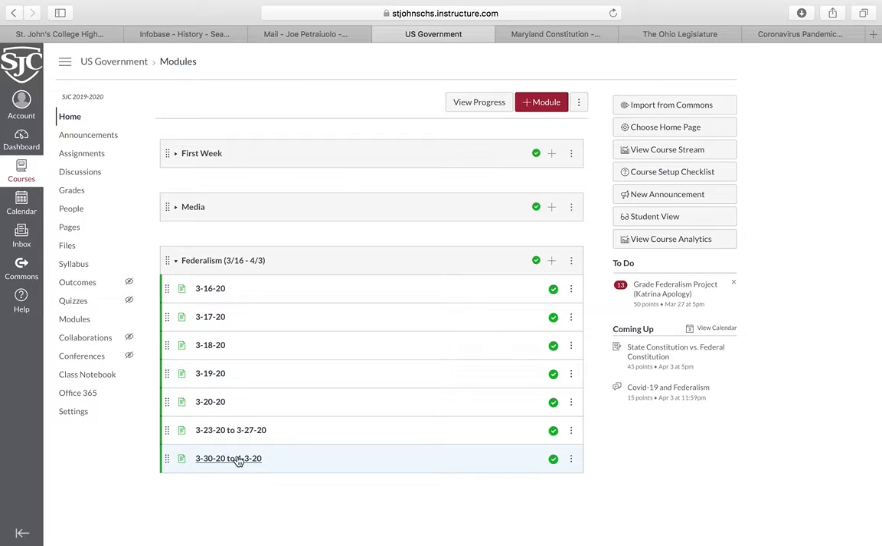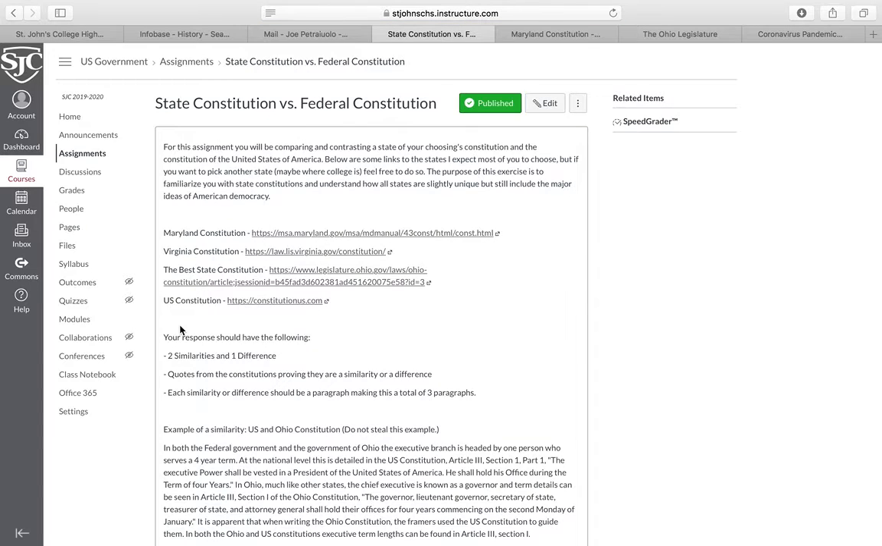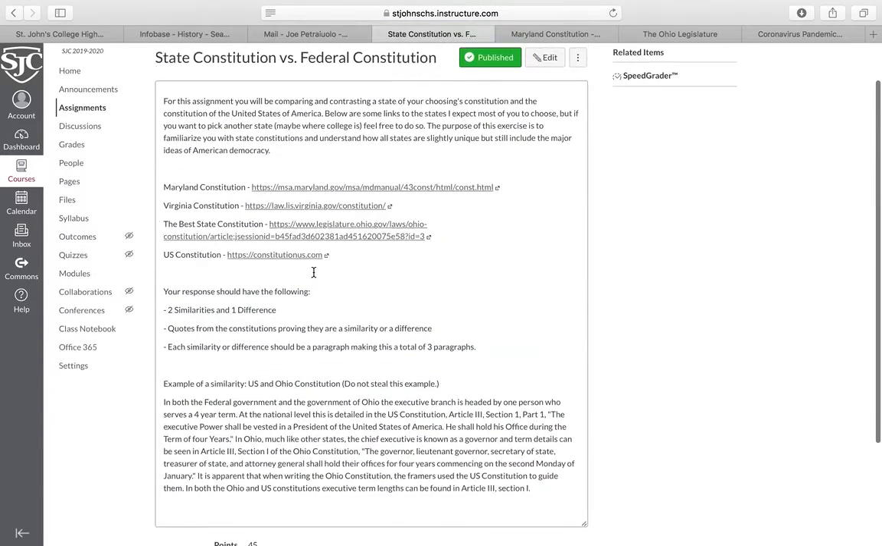So first and foremost, everything you need to know for this week can be found on the page that's called 3:30 to 4:3. And you have two tasks this week. One task is that you will be comparing a U.S. Constitution to a Constitution at a state level. It could be any one you want. So let's take a look at this assignment. This is due on Friday at 5 at the end of the week.